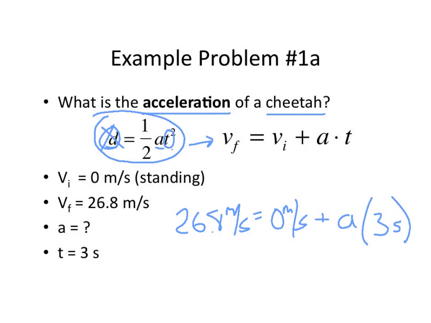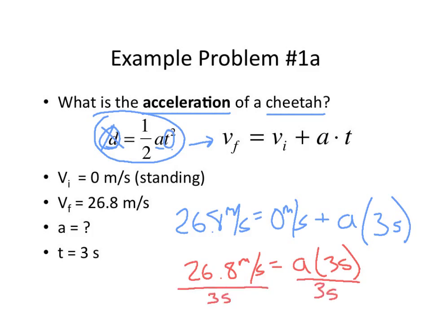Now to solve for A here, what you need to do is first get rid of this 0. If you subtract the 0 on both sides, it's not going to affect the other side. So what you're really going to be left with here, 26.8 meters per second is equal to A times 3 seconds. Okay, well, if we want to get A by itself, then we need to divide both sides by 3. So if I divide this side by 3 seconds, divide this side by 3 seconds, 3 seconds over here cancels, and you get A is equal to about 8.93.